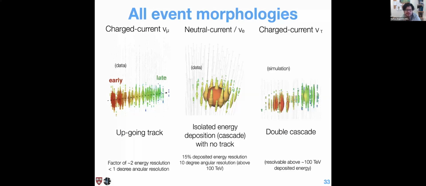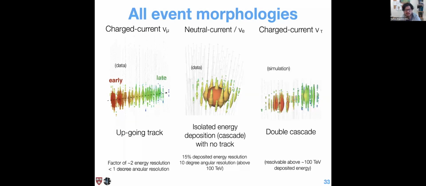For those, we can measure the energy calorimetrically with 15% resolution, but the direction is not harder, about 10 degrees at hundreds of TeVs. We're also sensitive on an event-by-event basis to tau neutrinos for sufficiently high energy.